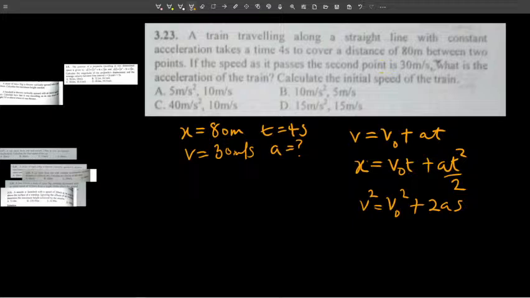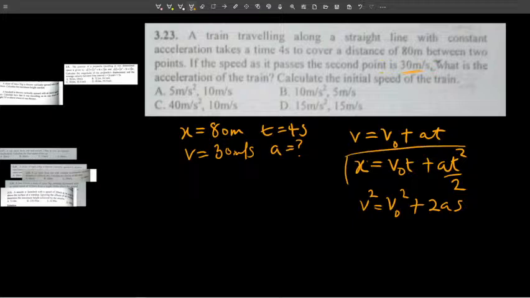So they said a train traveling along a straight line with constant acceleration takes a time to cover a distance between that and that. So if the speed as it passes the second point is 30 meters per second, that means obviously it started with a particular velocity. So for the first point, the 30 meters per second here is taken as the initial velocity of that train.